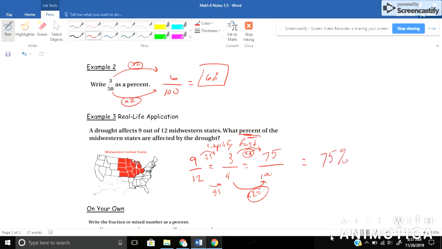The other mental math trick that you can think of here is, well, if you have 3 out of 4 quarters, how many cents do you have? Well, 3 quarters is worth 75 cents. And look at here, 75%. That's definitely not a coincidence.